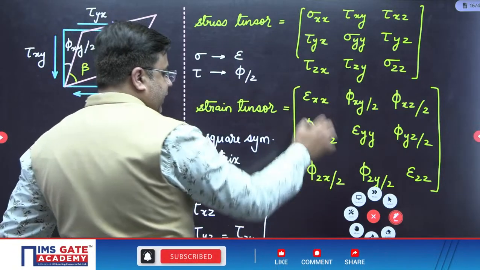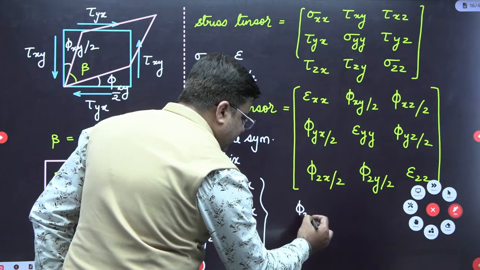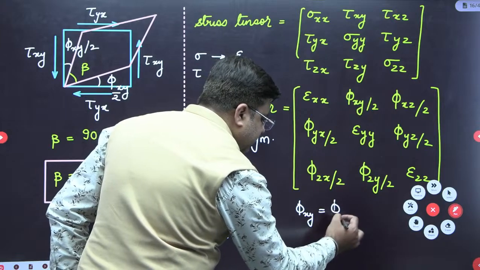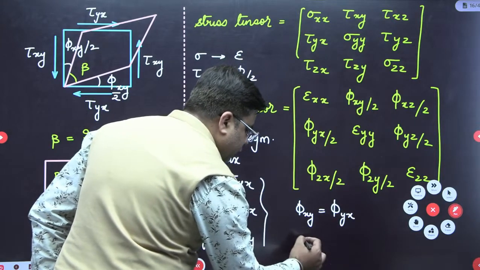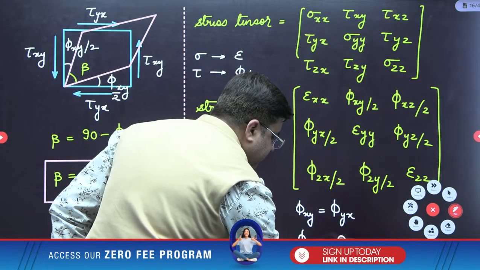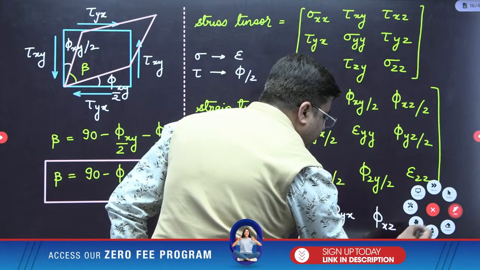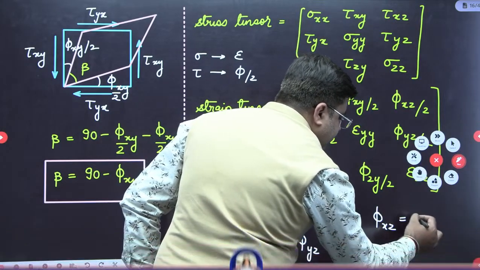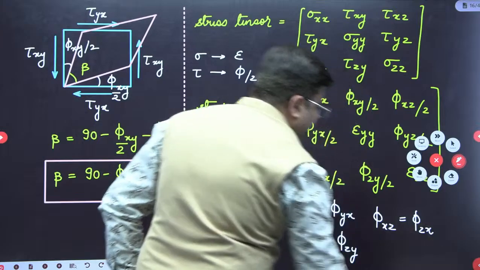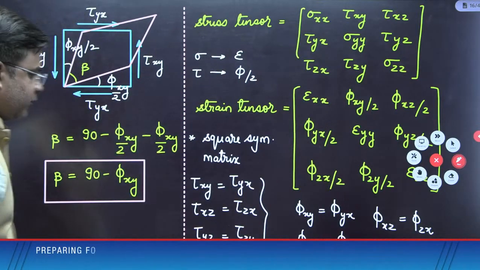The same thing I can write down for strain, that is phi xy will be equal to phi yx, phi yz is equal to phi zy, and then you have phi xz is equal to phi zx. Okay. So this is how you need to deal with the stress and the strain tensor. Okay, let's move ahead with this.